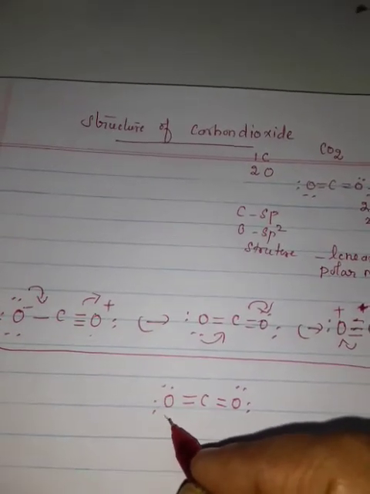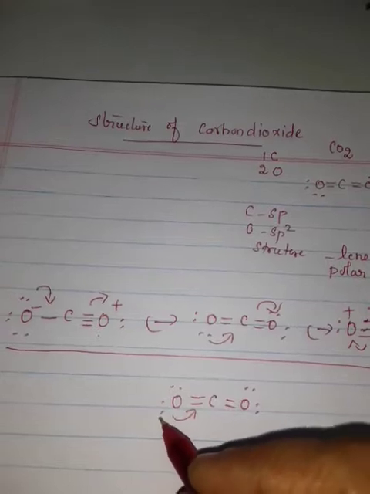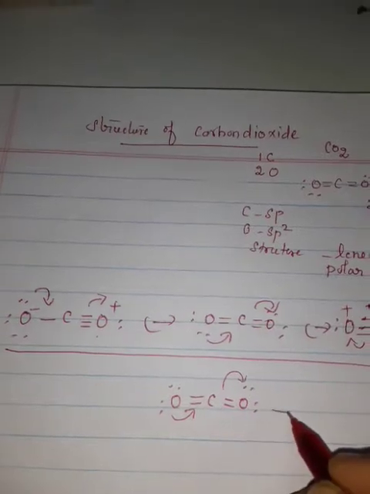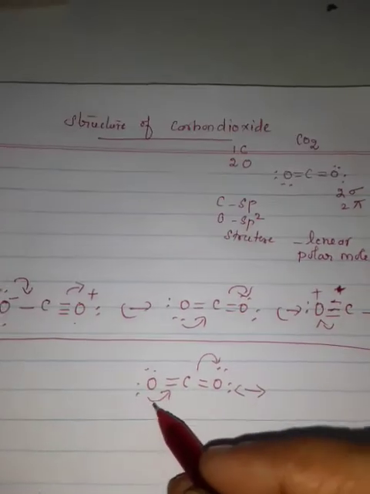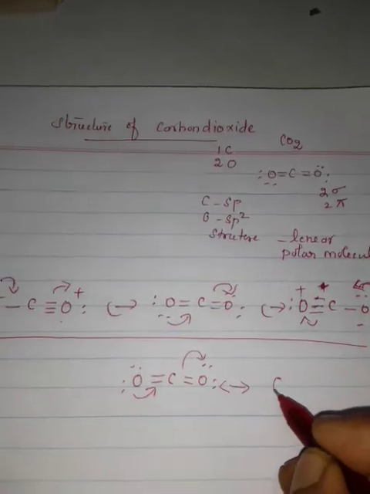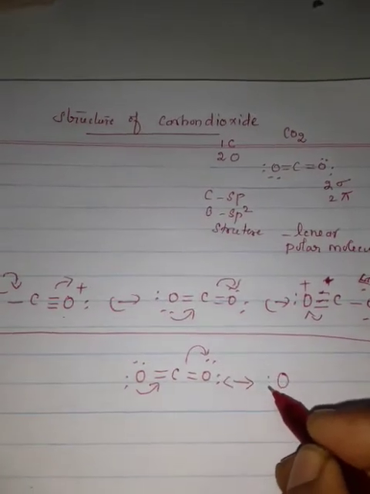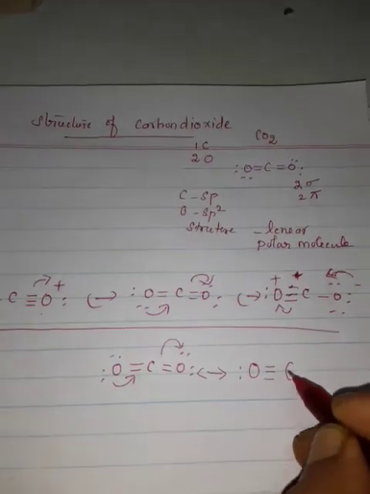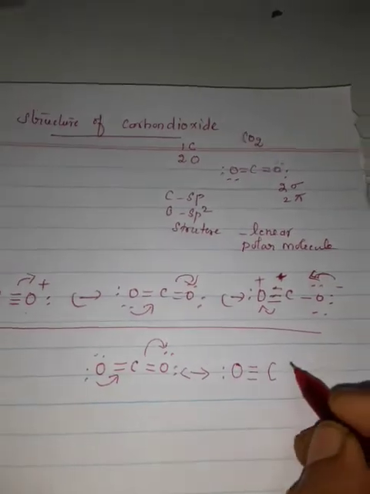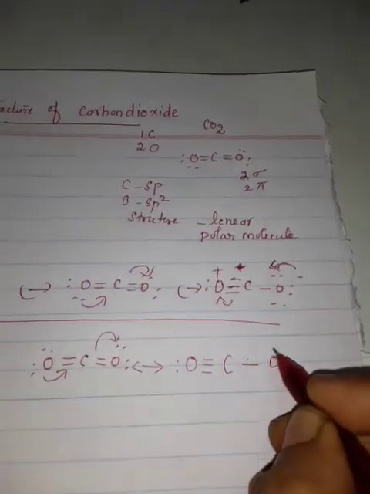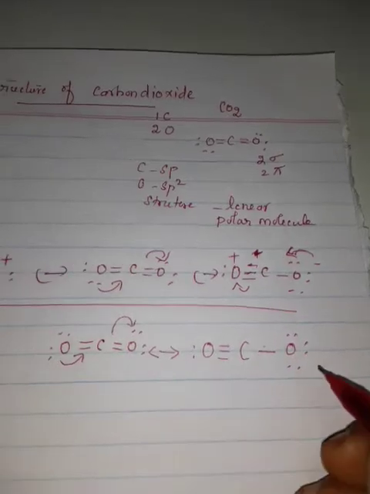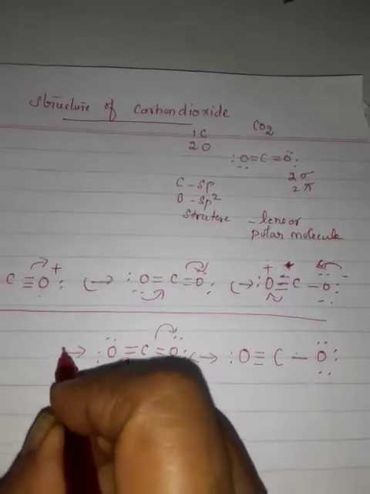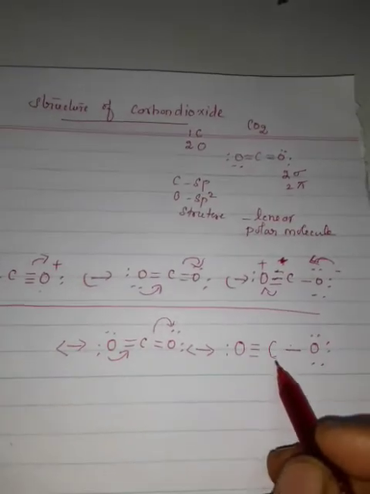Now one pair moves inside, and another bond moves outside. So these are resonance structures or canonical structures. This pair moving inside, so oxygen has only one pair present. Since this pair moves inside, there is a triple bond. On carbon, one bond moves outside, so only one bond is present here, and oxygen has three lone pairs outside. This is one of the structures.